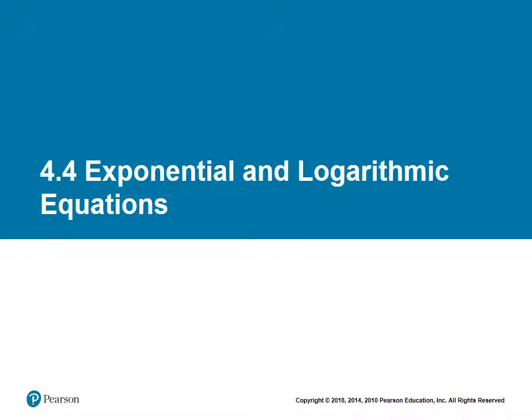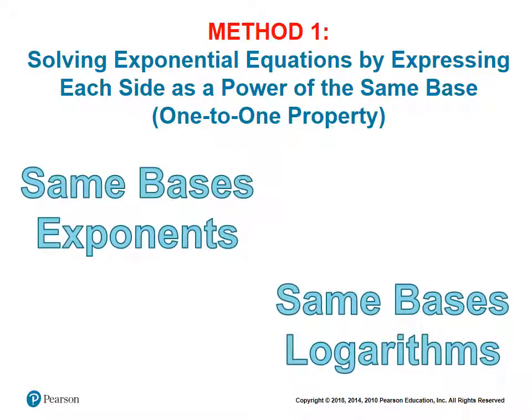Today we're going to be solving exponential and logarithmic equations. In method 1, you will solve the exponent equations by getting the same bases on each side of the equal sign. With logarithms, you would try to get the same logarithm with the same base on each side of the equal sign. This is called the one-to-one property.